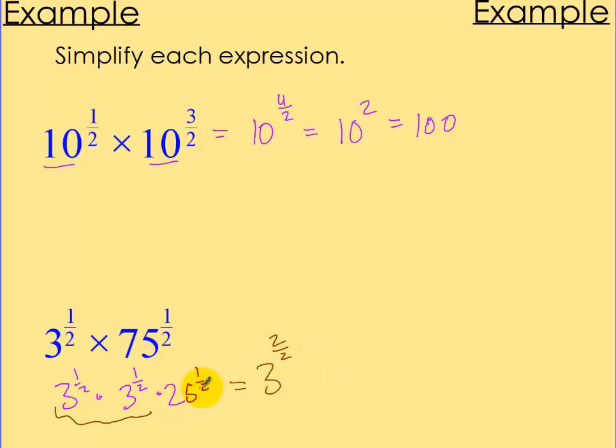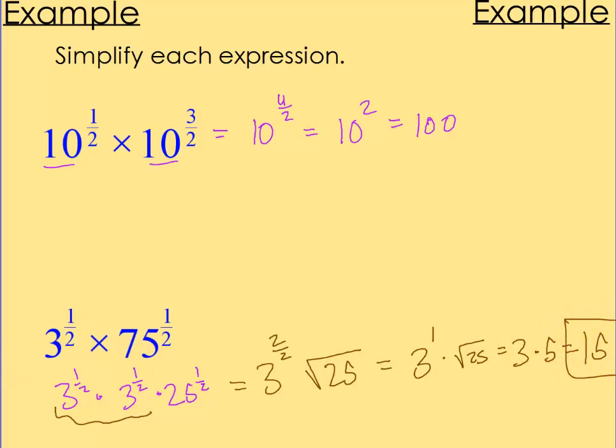we can rewrite that as a square root, right? I can rewrite that as the second root, or the square root of 25. 25 to the 1/2 power converts. So 3 to the 2/2 power is going to be 3 to the 1 power times the square root of 25. Well, 3 to the 1 power is 3, and the square root of 25 is just 5, so you have 3 times 5, which is 15. That's your answer. That's it.